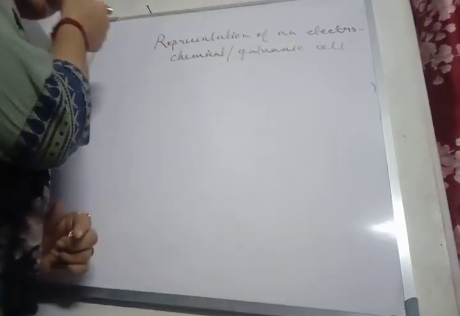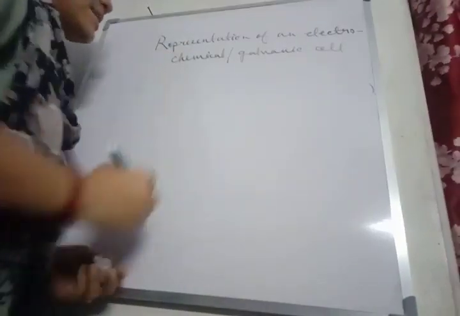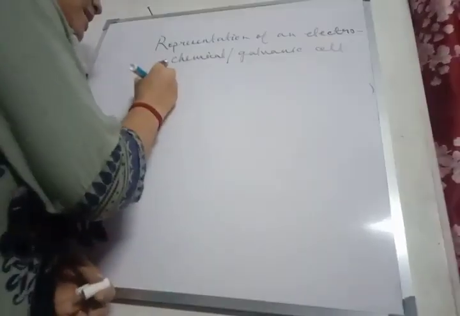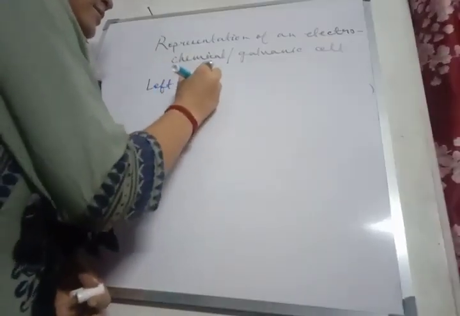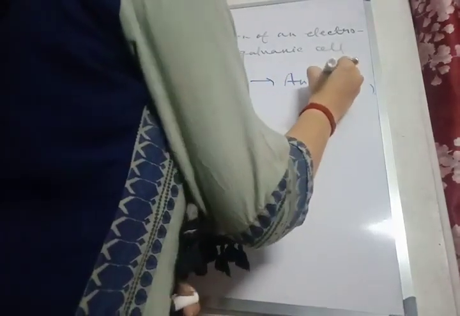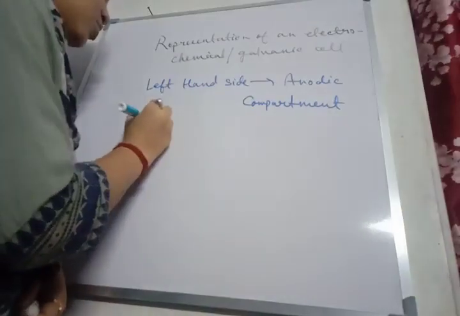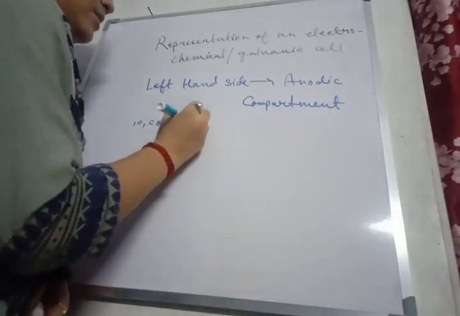Now basically, how to represent an electrochemical cell with the help of some notations. On the left hand side, the anodic compartment will be present. What's the meaning of anodic compartment? Anodic compartment means components of the oxidation half cell.